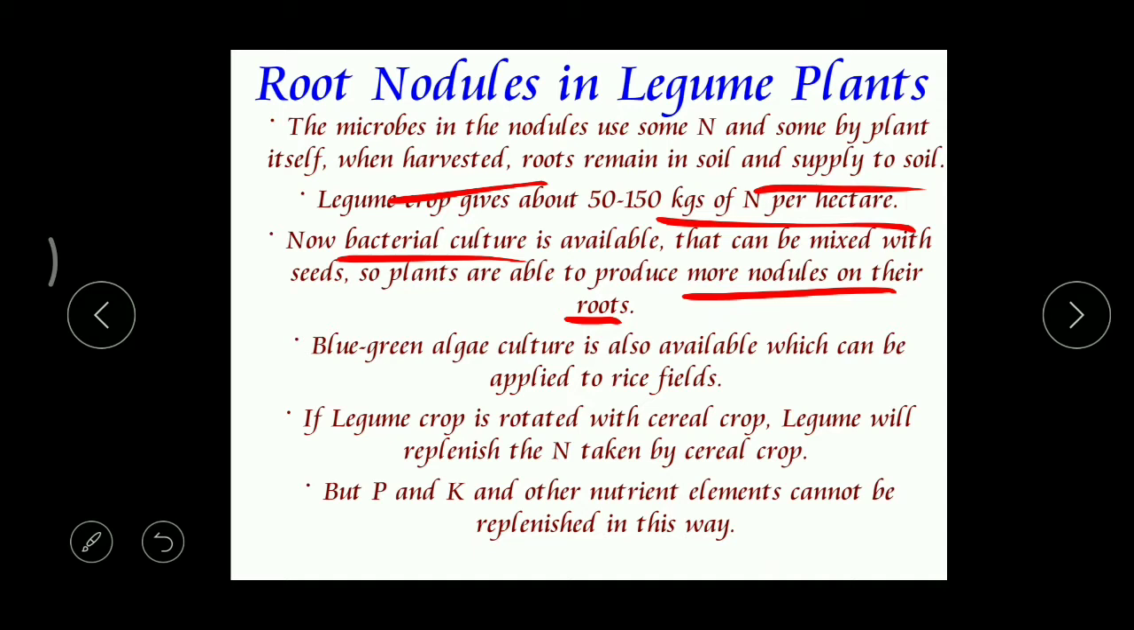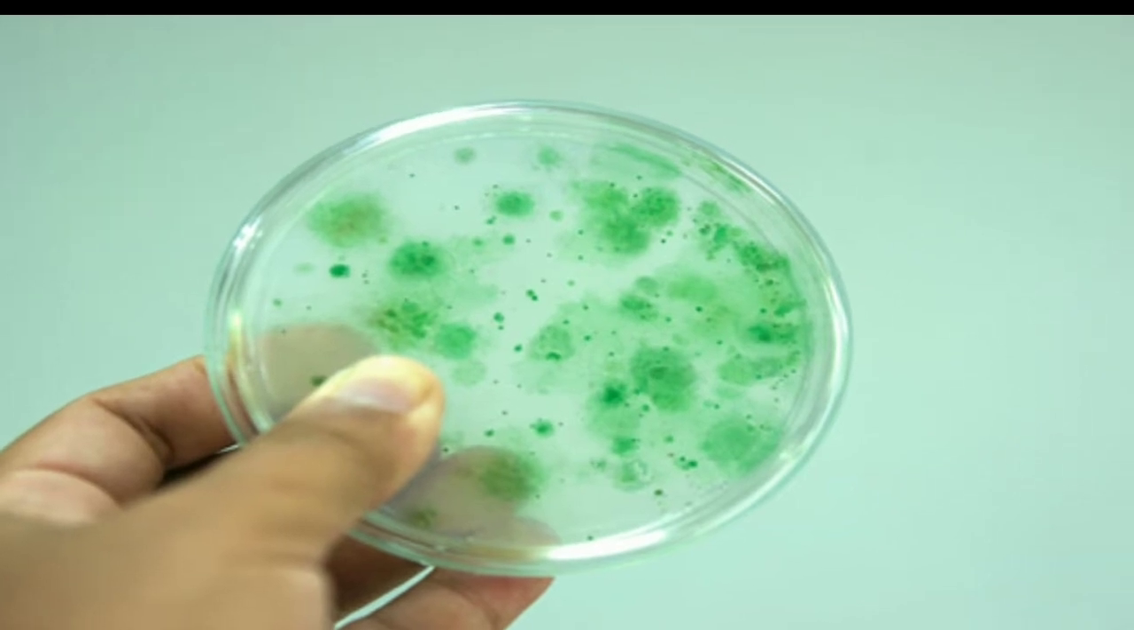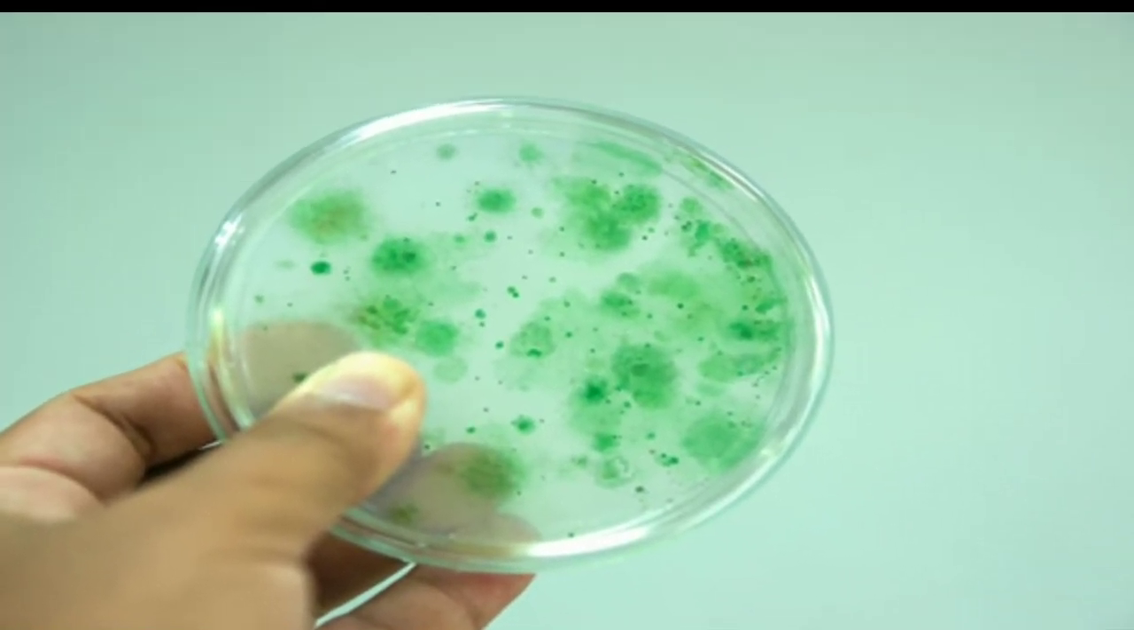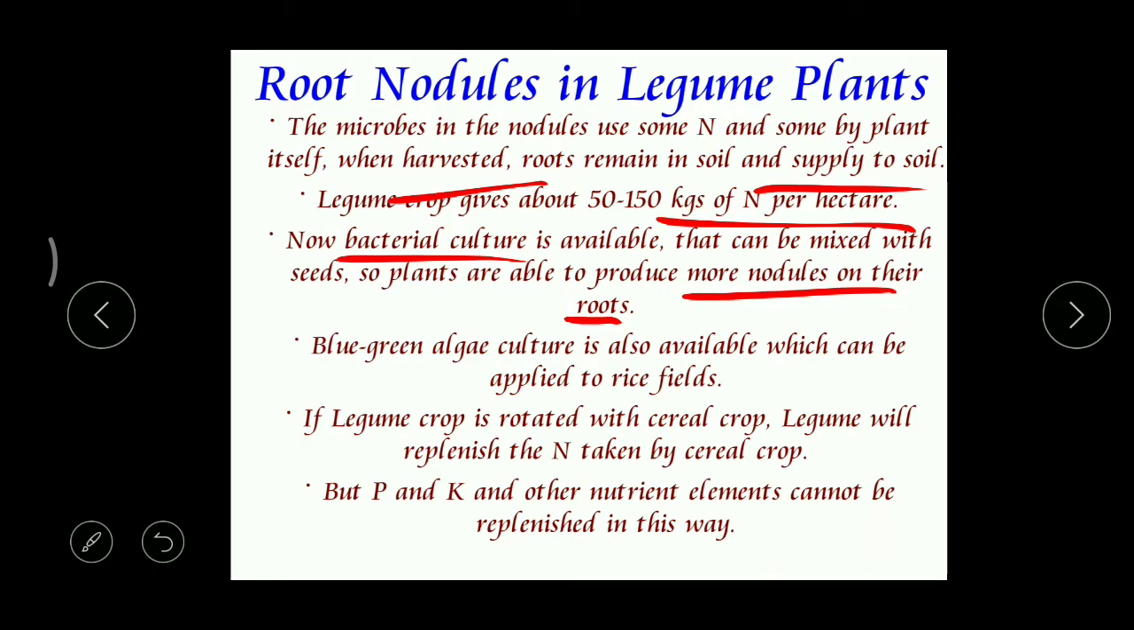Okay, not only this bacterial culture, nowadays there's a blue-green algae culture. Blue-green algae culture. Have you seen this? Yeah, this is blue-green algae culture. Even this is also available. This can be applied to non-legume plants. Non-leguminous means the plants which don't have root nodules, especially rice. Rice is a grass plant. It is non-leguminous, right? So for such non-leguminous crops, we can use this blue-green algae culture. Got it?